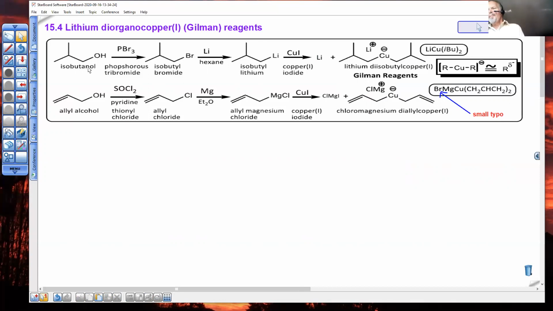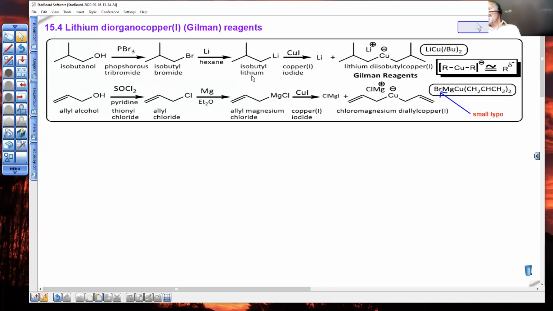All right, so we've seen these first 2 reactions even on the previous page. React alcohol with phosphorus tribromide, and you can get an alkyl bromide. And you can make an organolithium, such as isobutyl lithium. And you could use that for things like opening epoxides or attacking aldehydes and ketones, or as a strong base. That's the 3 things we saw with organolithiums and Grignard reagents.